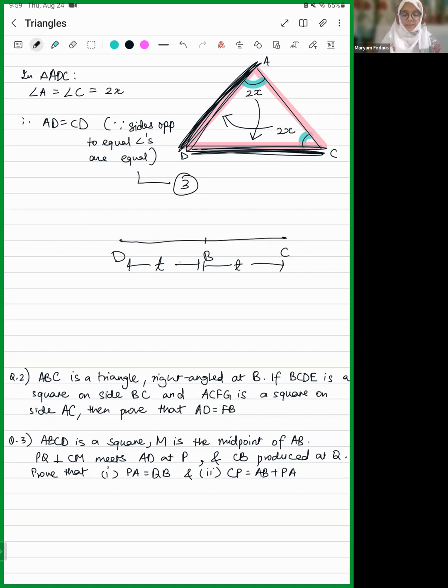Now, this entire length CD, what can you say about the entire length CD? That is equal to 2t, right? Yes.